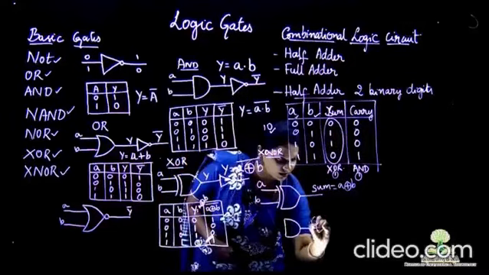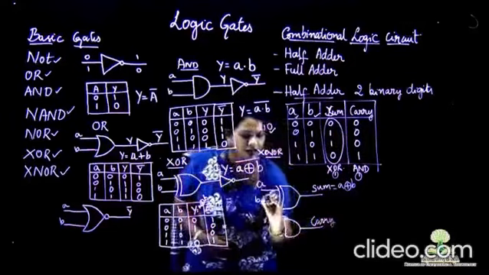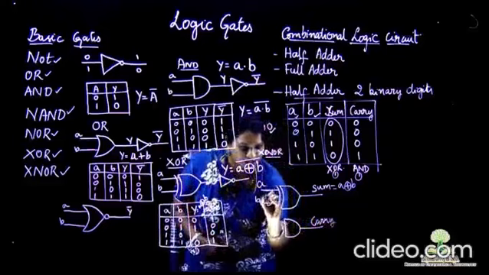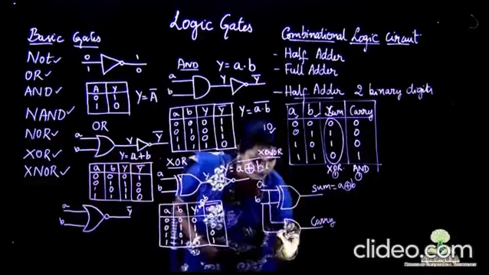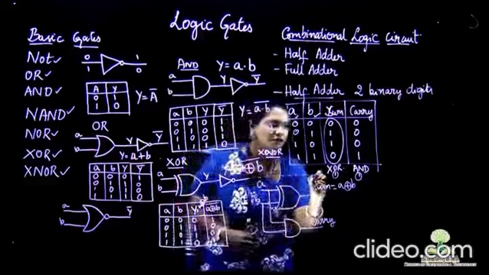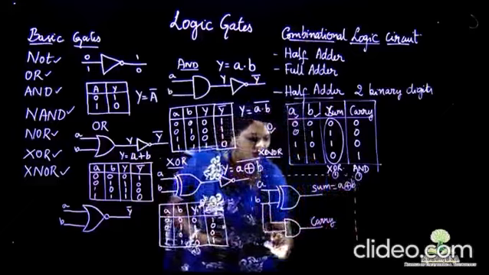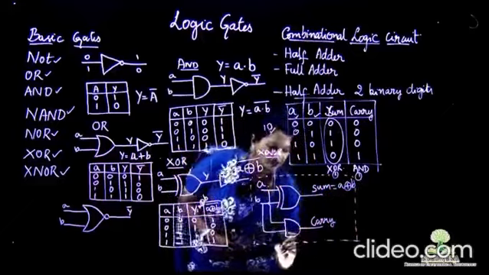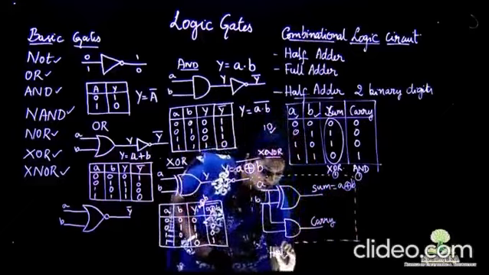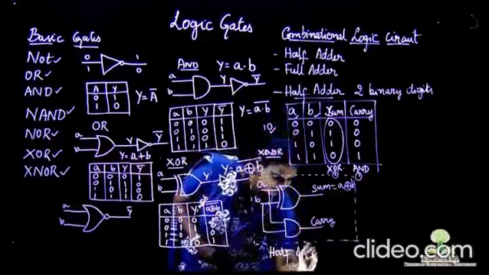This is the carry we are getting. For the carry, the inputs are again the same, that is A and B. So this combination of these two gates, that is exclusive OR along with the AND gate, is giving us the half adder design.